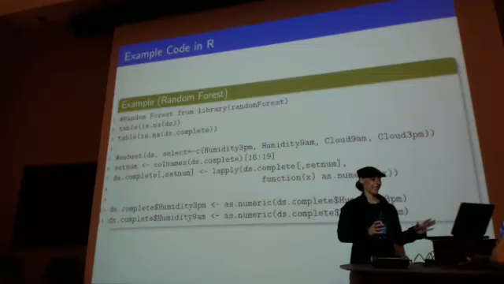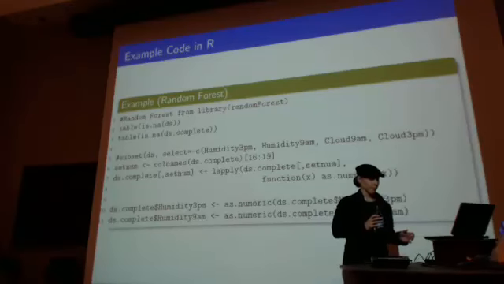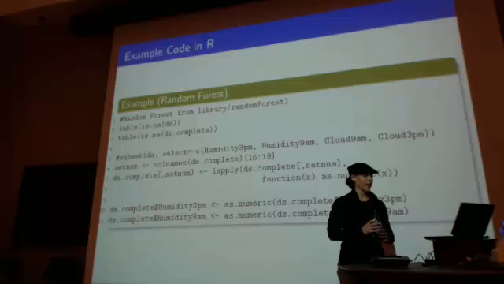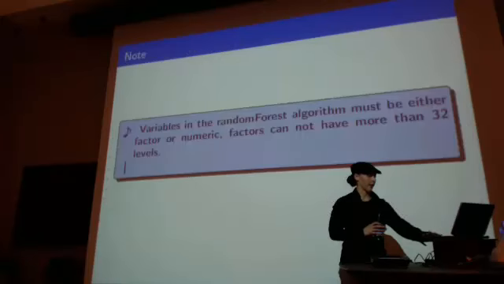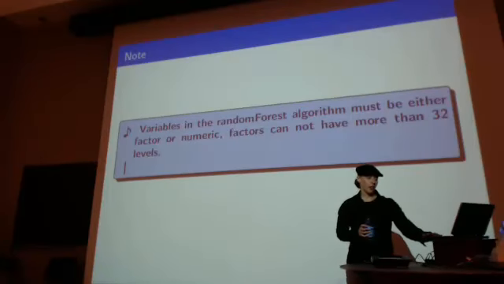So this is correcting the data to run in the random forest. Random forest, it has to be factor or numeric. So I'm setting those variables. They were something else, like integer or something else at the time. The factors cannot have more than 32 levels.